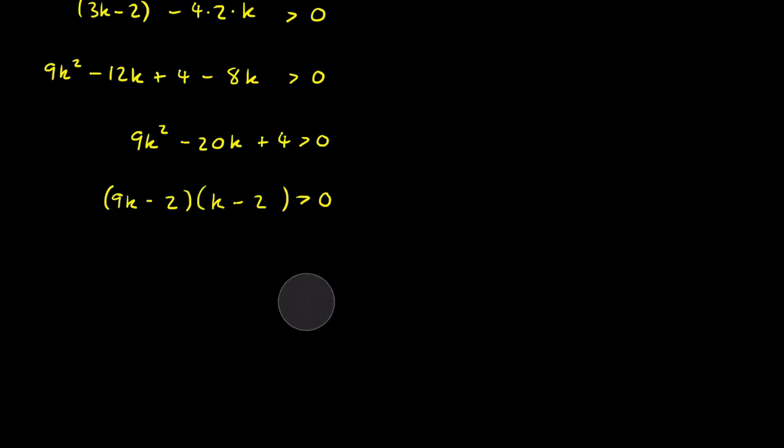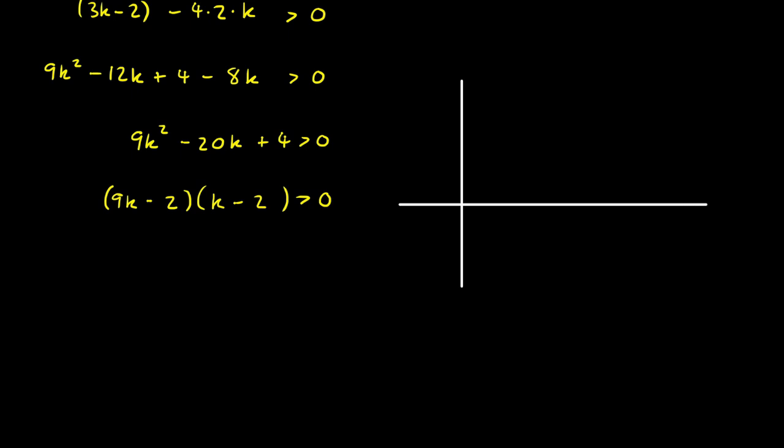Instead, the best thing that we can do, I think, is we actually just want to sketch this quadratic out, because if we sketch it out, we can really clearly see what's going on. So what will my quadratic look like? Well, we know that we have x-intercepts at 2/9, that's one root, and the other one's at 2. So if I was to sketch out this quadratic, then it's going to look something like this.